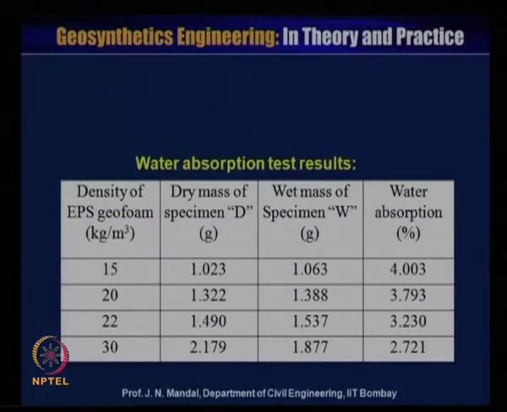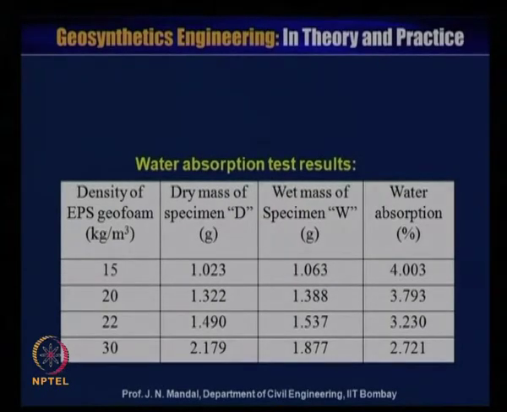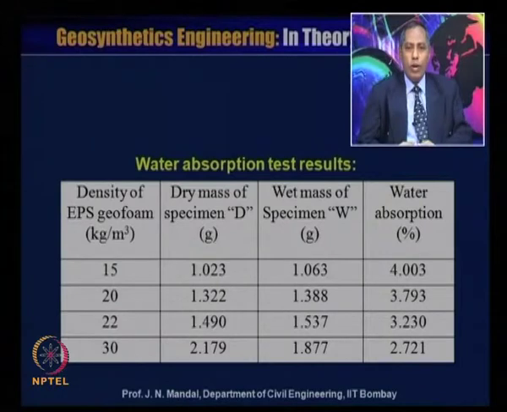So, we can observe that this geofoam material has a water absorption capacity of about 3.793%. Now, I will show you the table for the different densities of the geofoam material and the corresponding water absorption capacity. From this table you can see, when the density of the geofoam is 15 kg per meter cube, the dry mass of the specimen D is 1.023 gram, and the wet mass of the specimen W is 1.063 gram. So, water absorption in terms of percentage is 4.003.